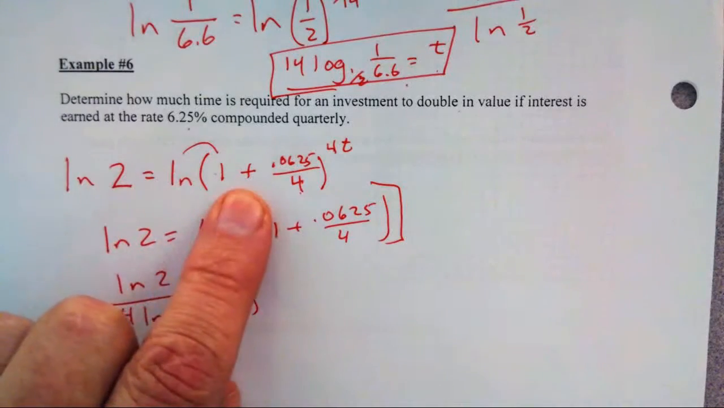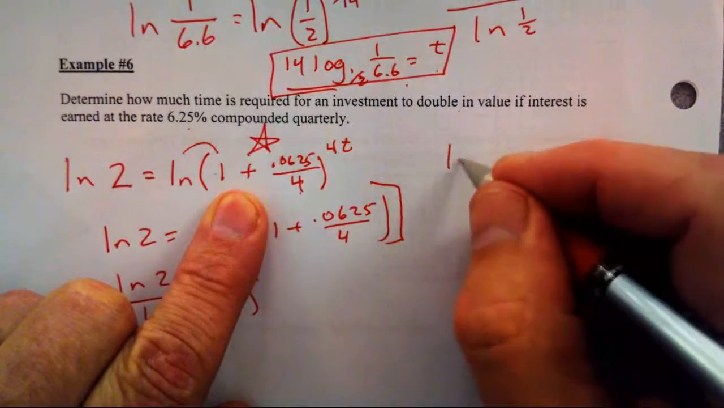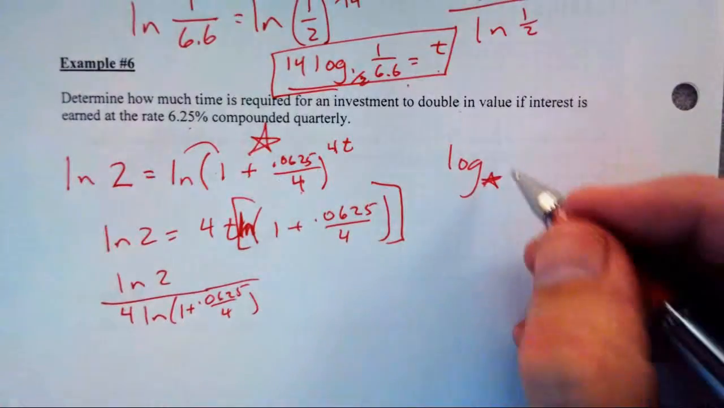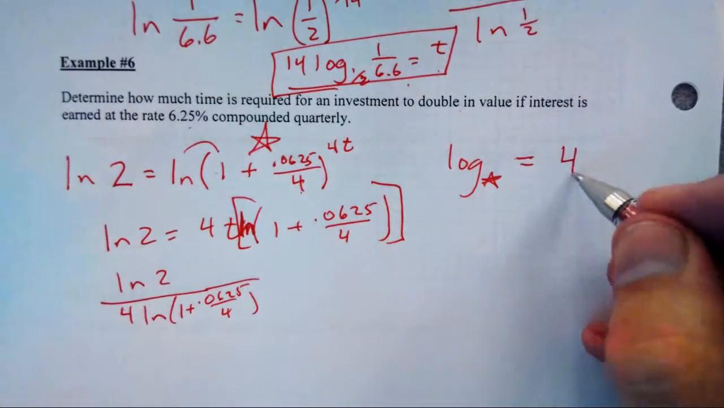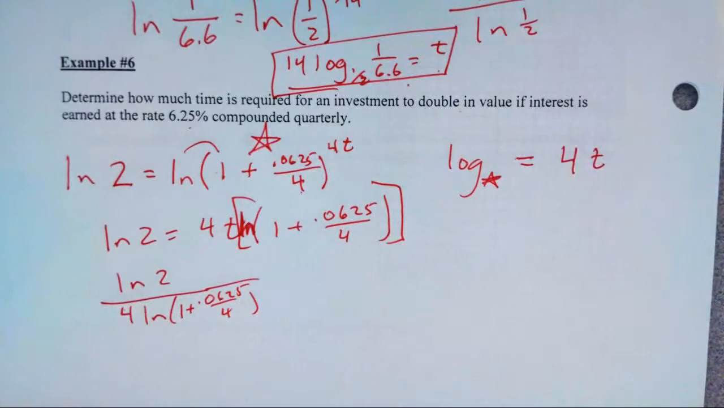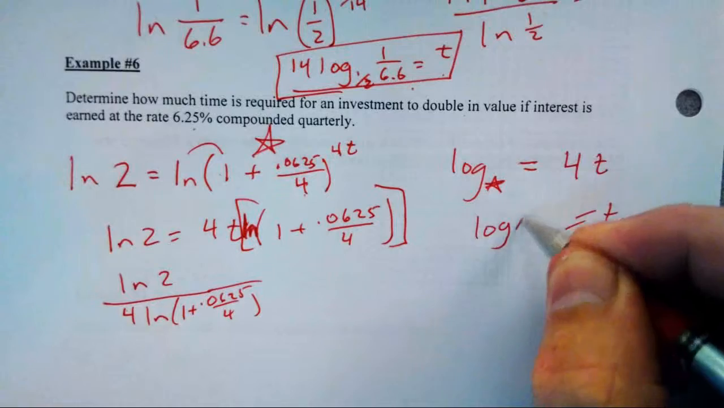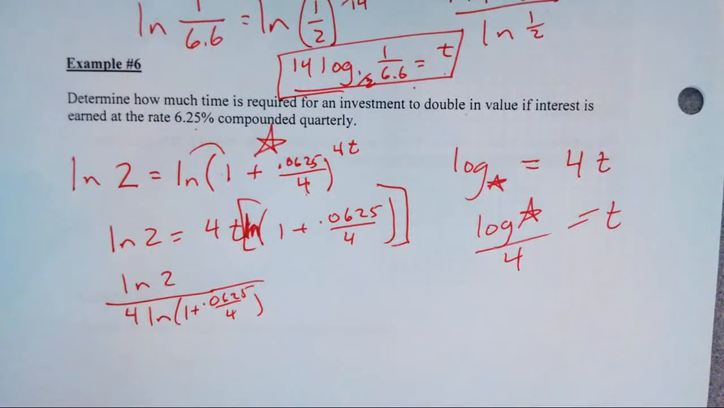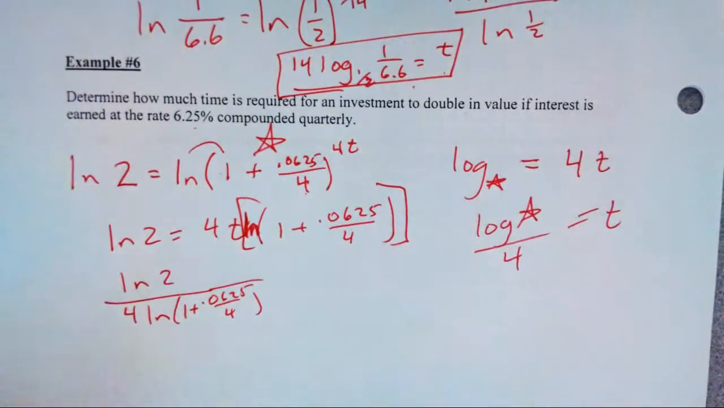All right. Had I done log of this, which I'm going to call star, then I would get log base star, that ugly base, equals 4t. So t is just log base star on 4. You could do that on your calculators. You could enter it exactly as it appears here for your base. Any questions there?